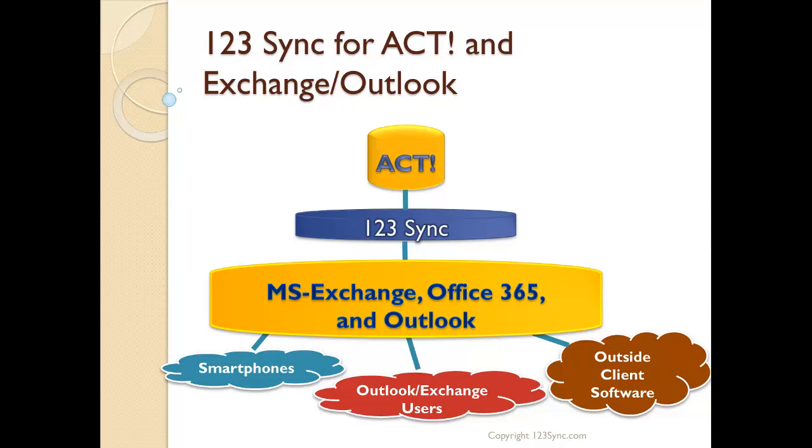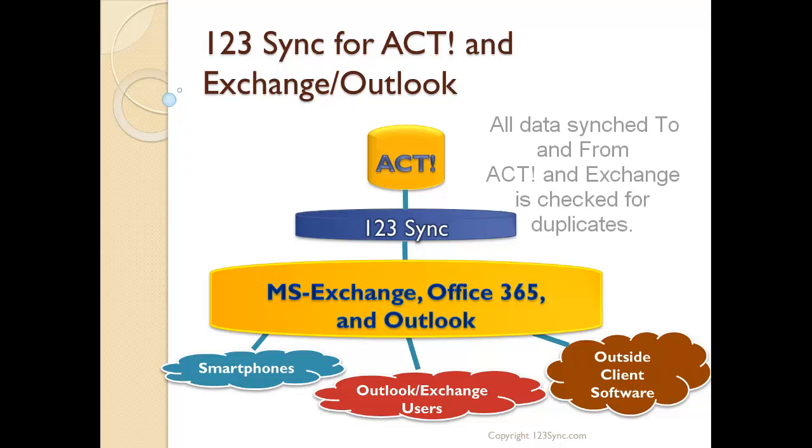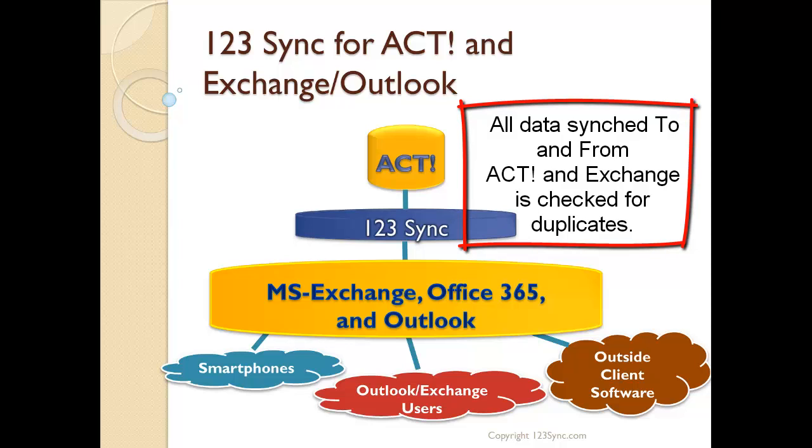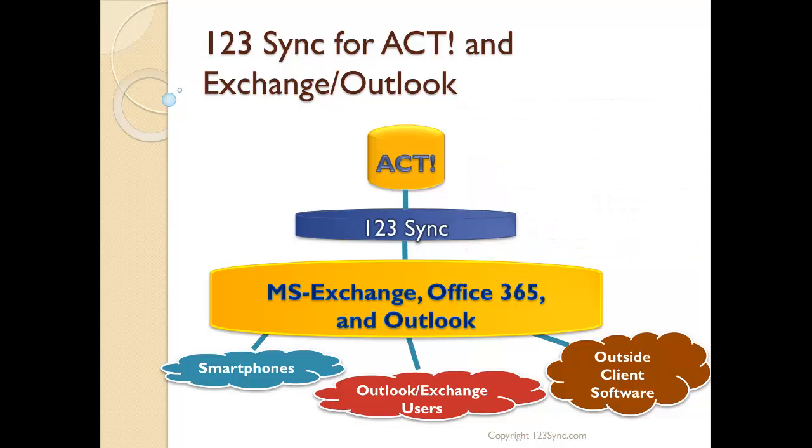So let's look at our 1-2-3 sync diagram now. Here we have 1-2-3 sync synchronizing ACT with Microsoft Exchange and integrating all the data. One of the things that we've seen is Microsoft Exchange or even the smartphones tend to generate duplicates. So we've added a duplicate checker every time we put data from Microsoft Exchange over into ACT, and the same way from ACT over to Microsoft Exchange. We have a duplicate checker so you don't get duplicate data.